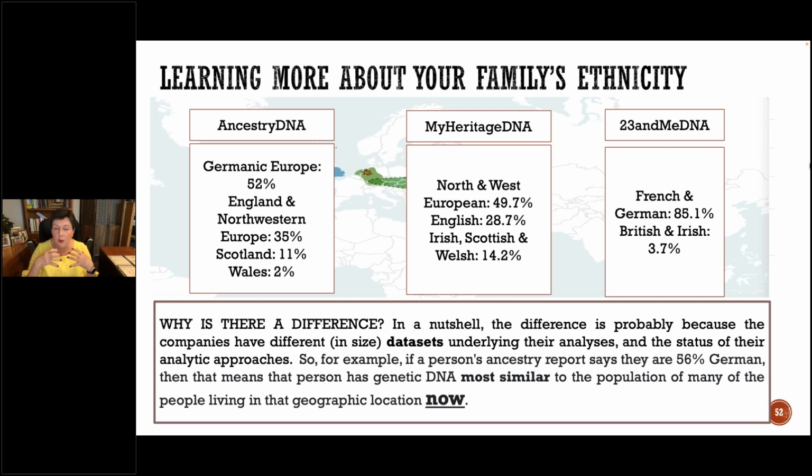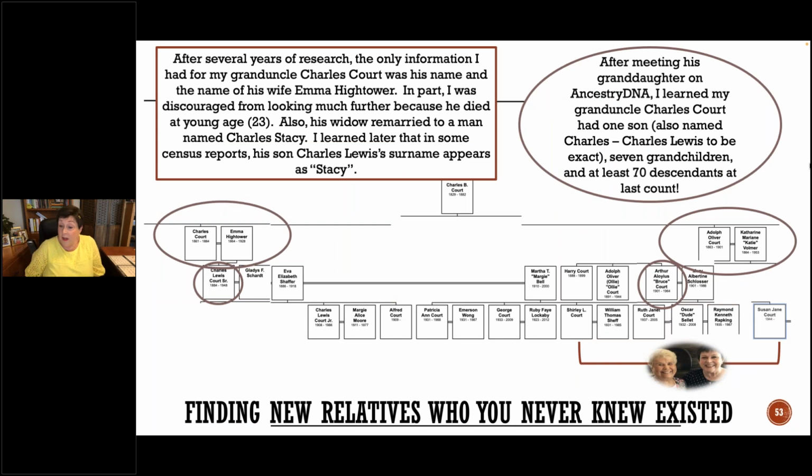or changes in the way your biogeographical information is presented, is that they increase the size of their data sets, and they are always improving their technology. I mean, these companies, and it behooves them to do this because these are money-making companies, are always improving their technology. So you will get updates to this type of information. Okay, you can find a relative you never knew existed.